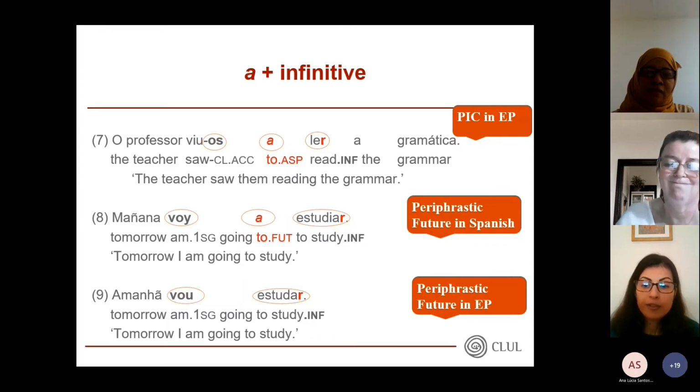And in Portuguese, the periphrastic future is similar, but without the preposition, as we can see in example 9. So we have the verb ir in the present, then an infinitive, but in Spanish, preceding the infinitive, we have the preposition. So this may be an additional difficulty.